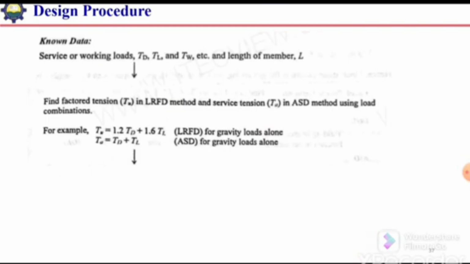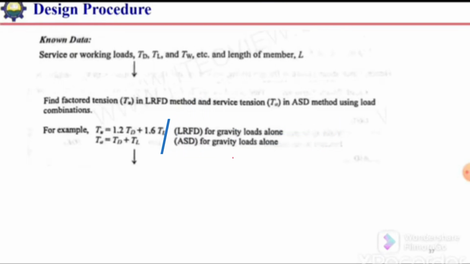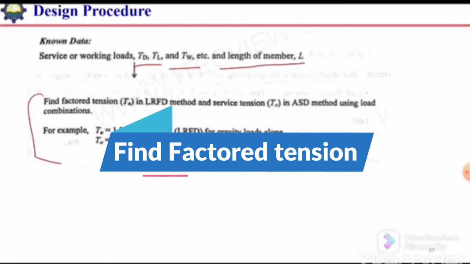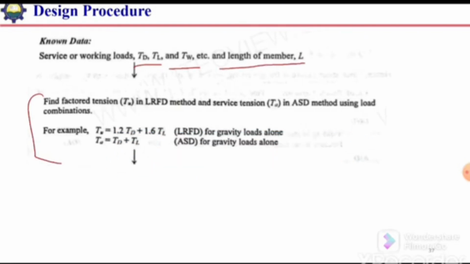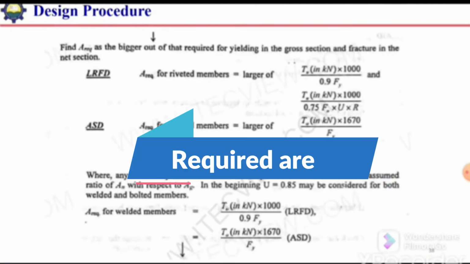Design procedure. To design, first of all, we need to know the applied loads that we can get from the analysis. Once we have the applied loads, dead load, live load and wind load, and we also have the dimension of the member, the next step is to calculate the factored value. If we are using the LRFD design method, then we need to convert them into factored load.